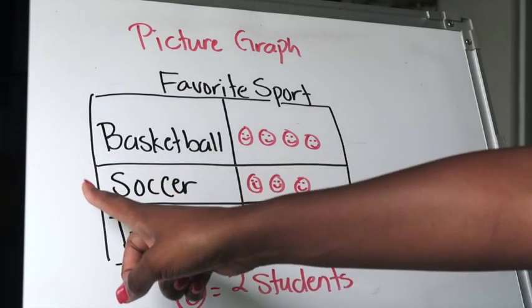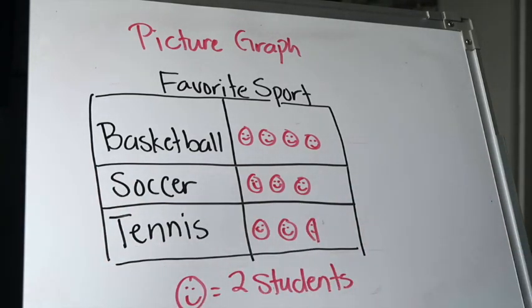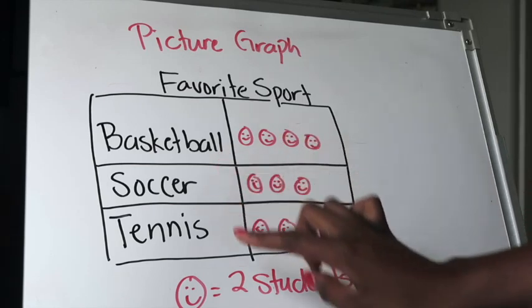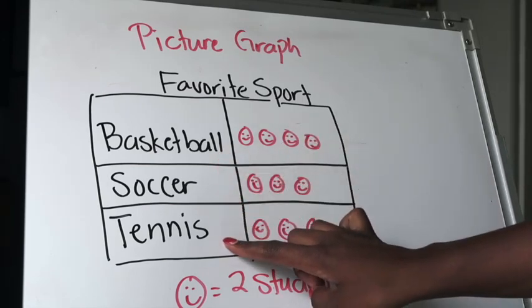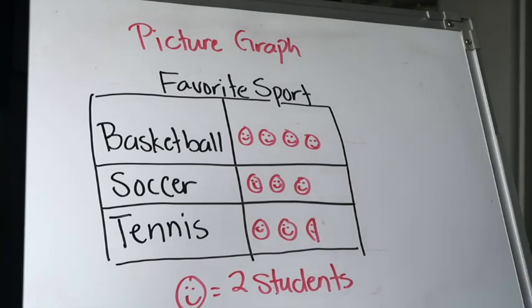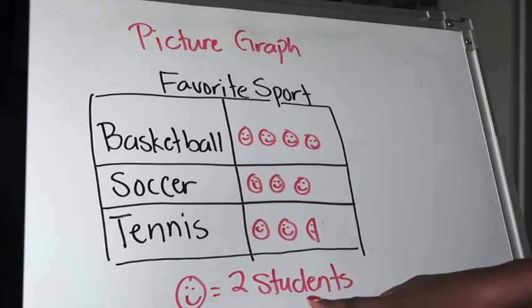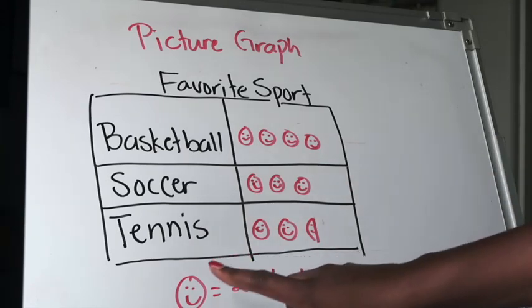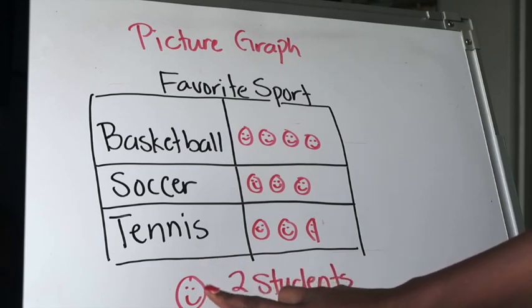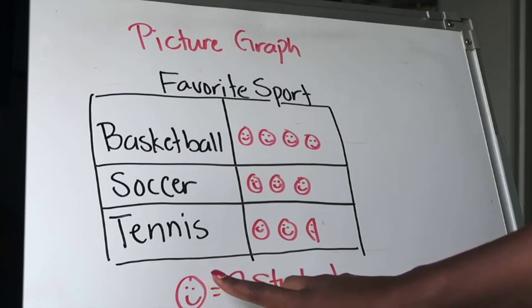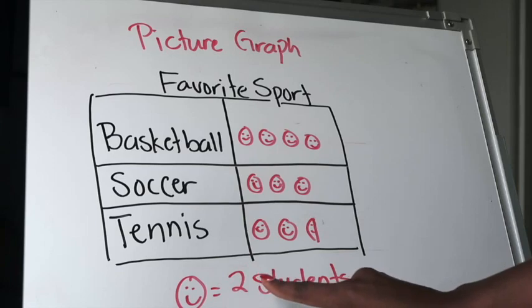Off to the side, you're going to have categories. So the example that I've made is a picture graph representing people's favorite type of sports. My categories were basketball, soccer, and tennis. The next thing you want to do is have a picture key down at the bottom of your graph. So I'm telling you that one picture, one smiley face in this case, is representing 2 students.